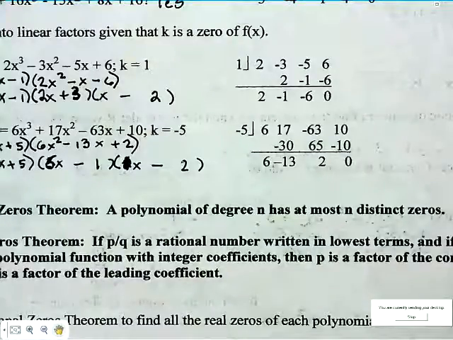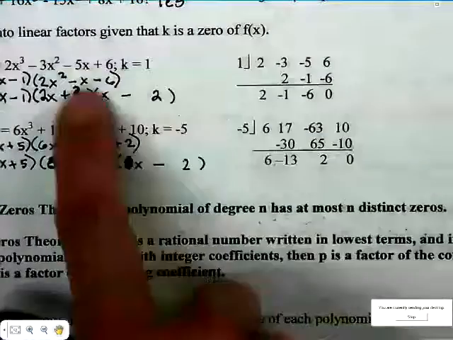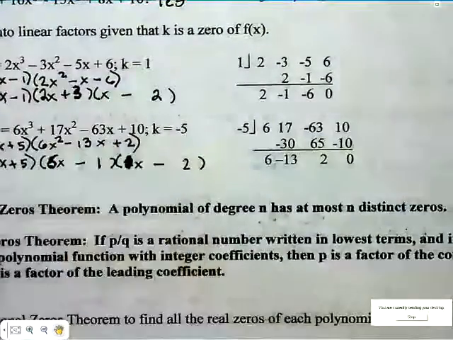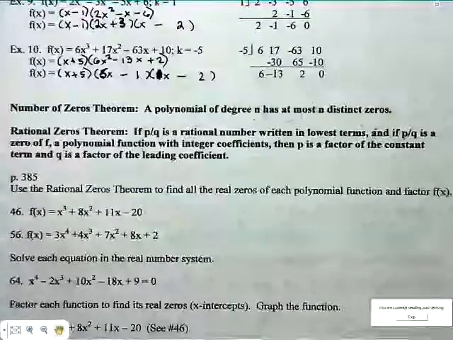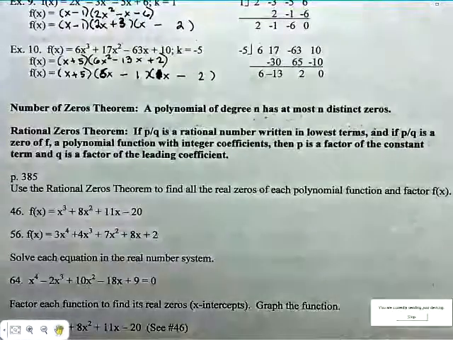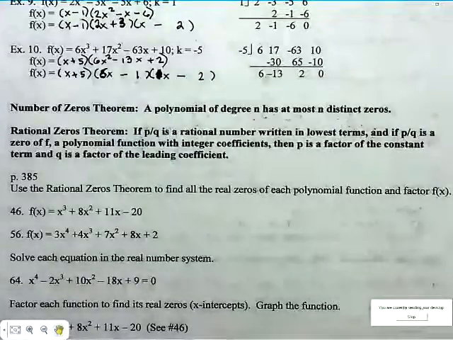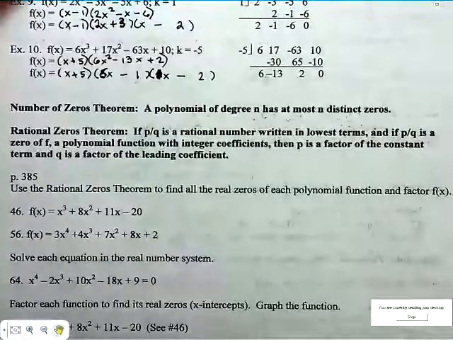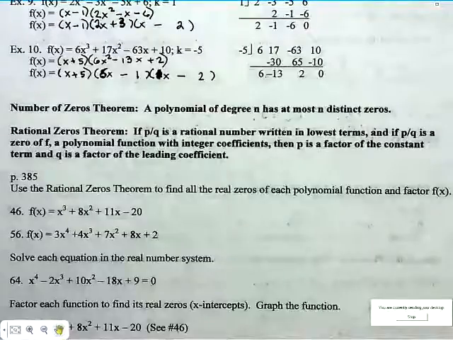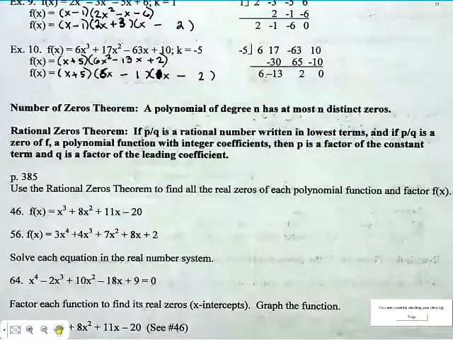All right, let's figure out how to find the first zero if it's not given to me. Love the rational zeros theorem. If P over Q is a rational number written in lowest terms, and if P over Q is a zero of the polynomial f, a polynomial function with integer coefficients, then P is a factor of the constant term and Q is a factor of the leading coefficient. Man, it's sentences like that that made me want a master's degree in math.